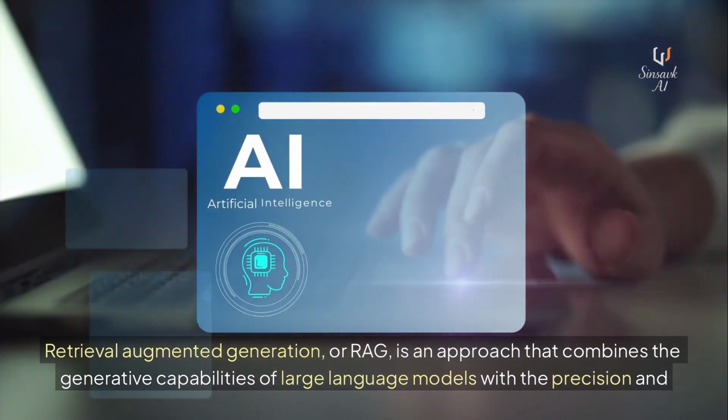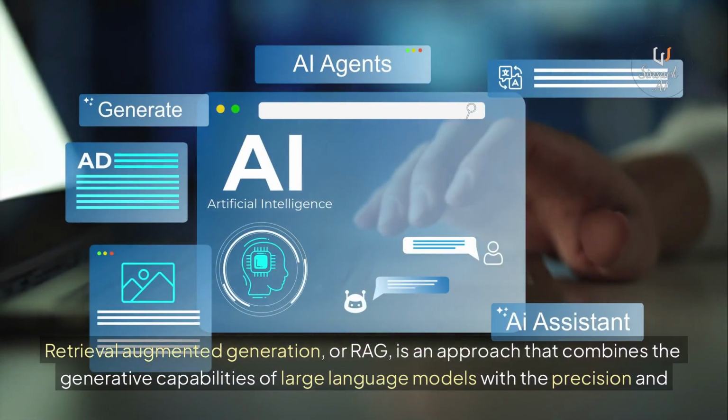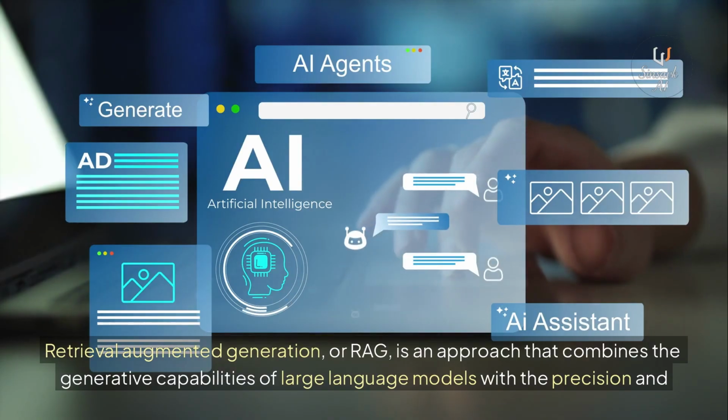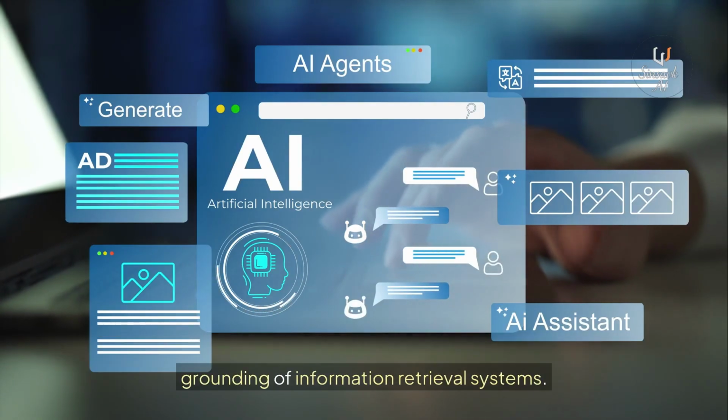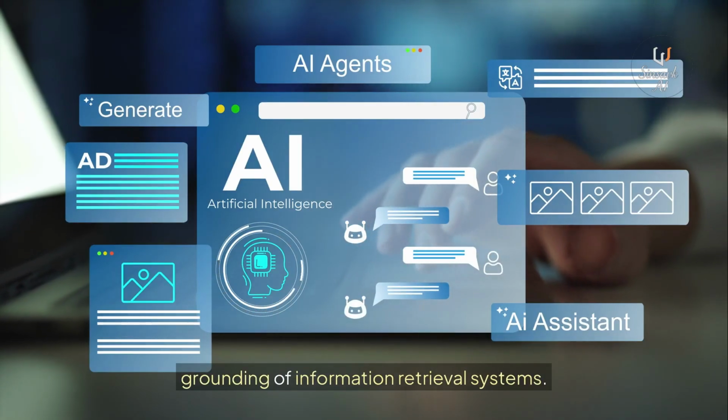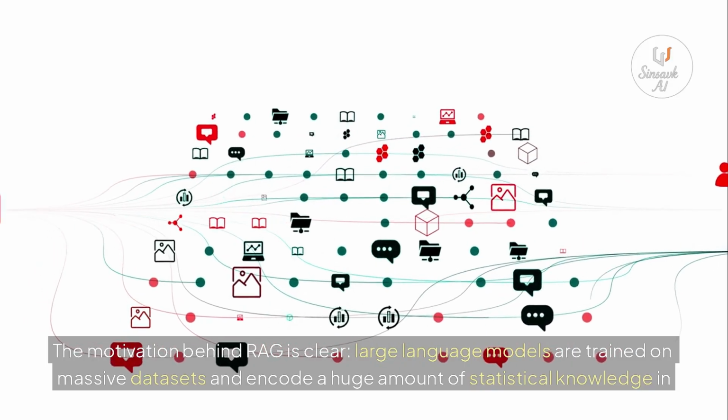Retrieval Augmented Generation, or RAG, is an approach that combines the generative capabilities of large language models with the precision and grounding of information retrieval systems. The motivation behind RAG is clear.